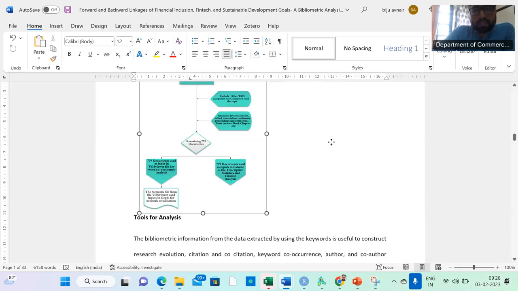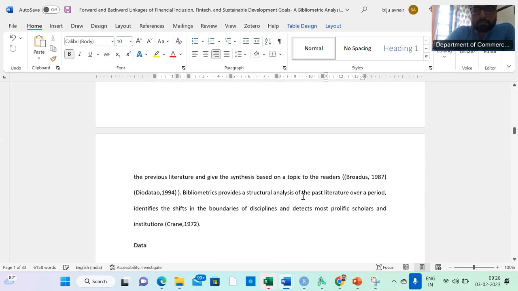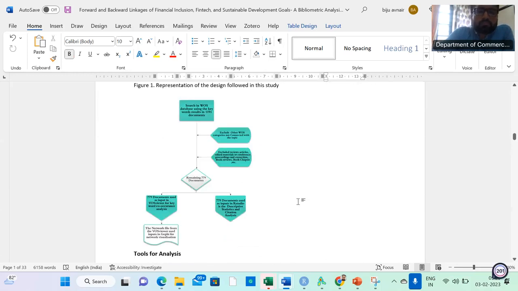This is the filtering option. We searched the Web of Science database and excluded some categories: review articles and some conference proceedings. So we arrived at 779 documents. These 779 documents were used as input in VOSviewer for keyword co-occurrence analysis. That is a basic, fundamental analysis we did, the keyword co-occurrence analysis.